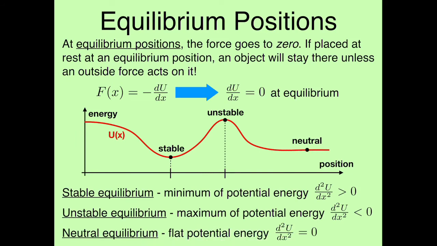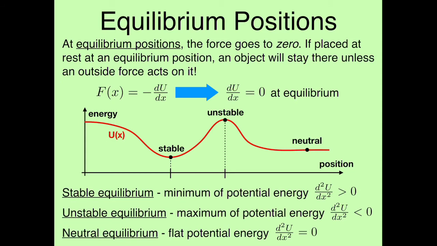So these three cases we call stable. So at the stable equilibrium position, that's a minimum of potential energy. This would be a stable point. And we can think about the fact that it's a minimum by looking at the second derivative. So the first derivative is going to zero, but the second derivative is going to be something positive if we're at a minimum of potential energy because it's concave up. So second derivative is positive, first derivative is zero at a stable equilibrium point.